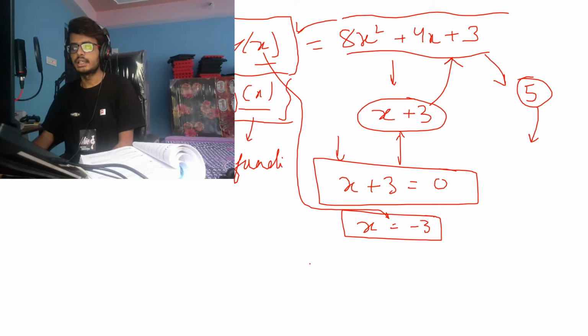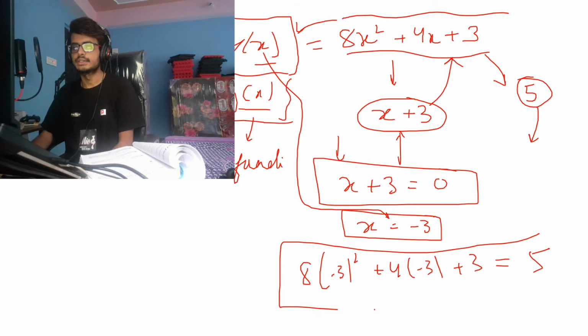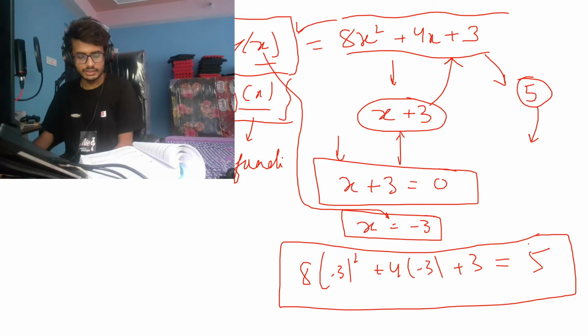So what you do is a of minus 3 square plus 4 of minus 3 plus 3 equal to 5. So you have to put something like this. Is it clear? Yes, you found the value of x. Yes, exactly.